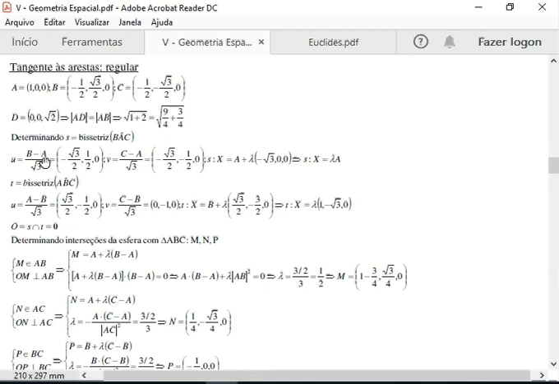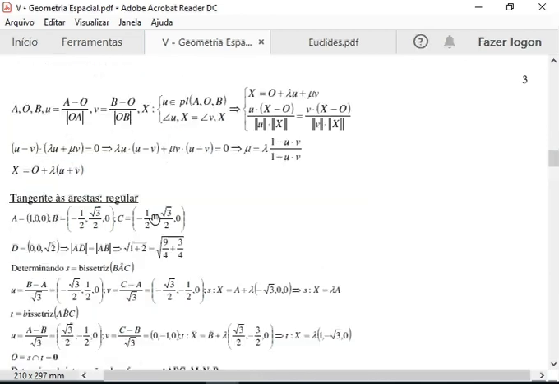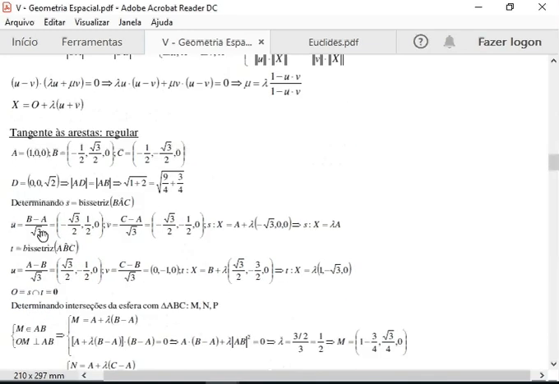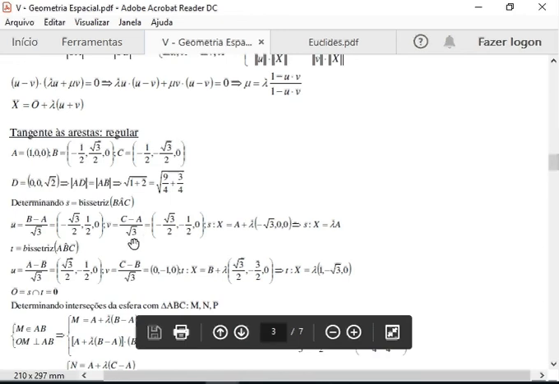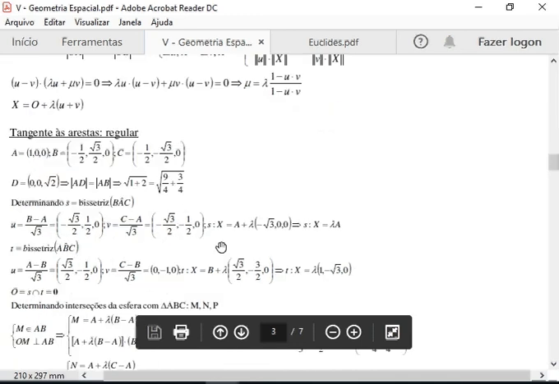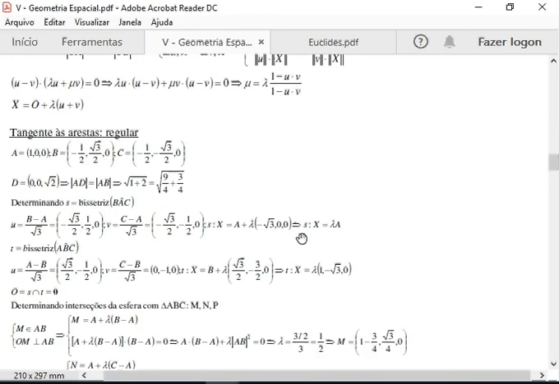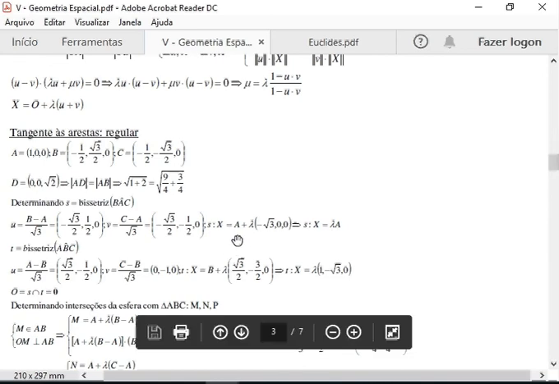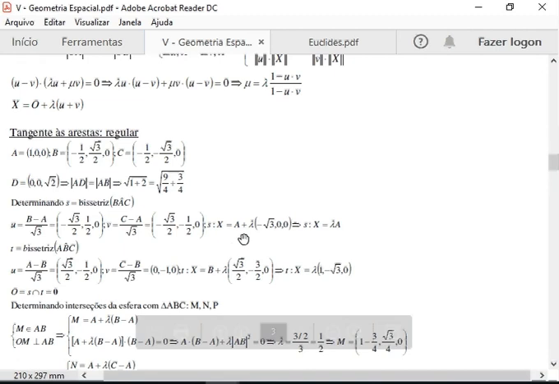We let U be (B minus A) over √3, and we let V be (C minus A) over √3. And X is O plus A plus lambda (U plus V), which is (√3, 0, 0). S is a line whose points are X equal to lambda A, because this vector is parallel to A.